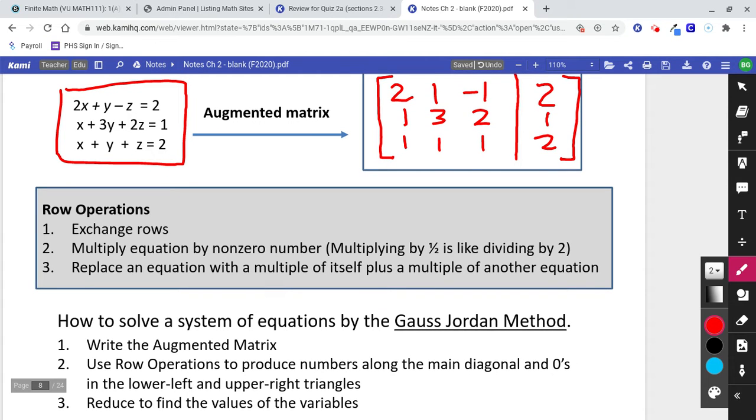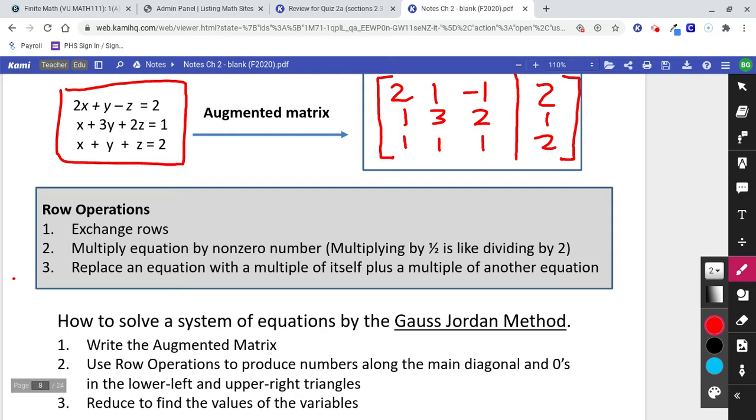We're going to do row operations, and that's the same thing as what we did in the last lesson, the Echelon Method. We can exchange rows, we can multiply an equation by a number, or you can think of division as multiplying by the reciprocal or vice versa. 3, replace an equation with a multiple of itself plus a multiple of another equation.